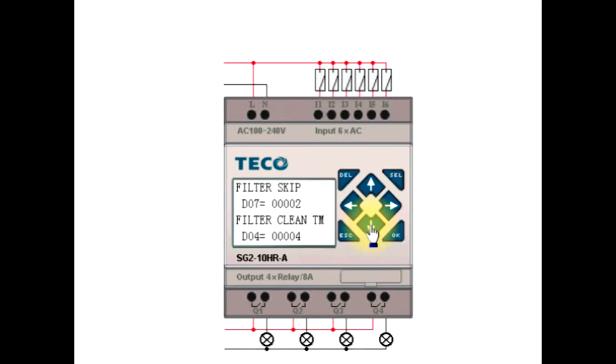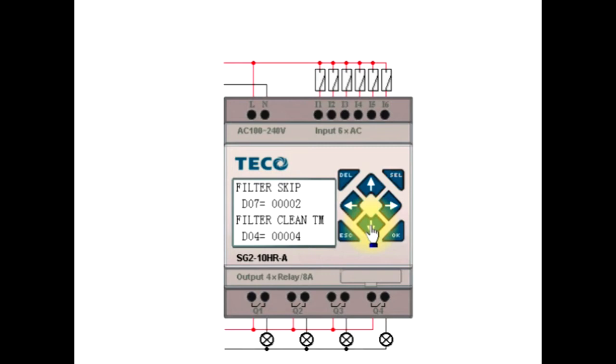The first thing on the next screen is filter skip. It comes from the factory set at 2, so that it will clean the filter every second load. You can change that to any number you want. If it's a 1, it will change after every load. If you set it at a 5, it will change every 5th load.